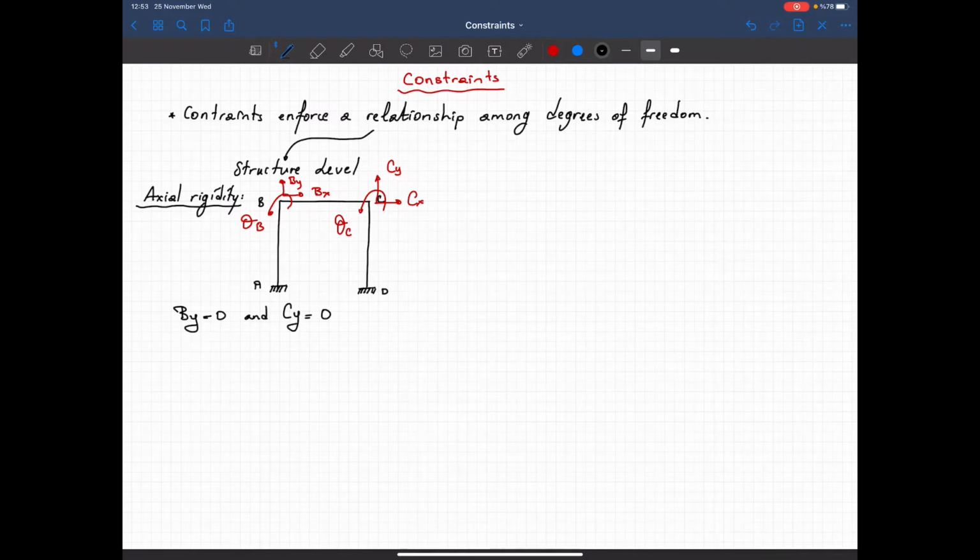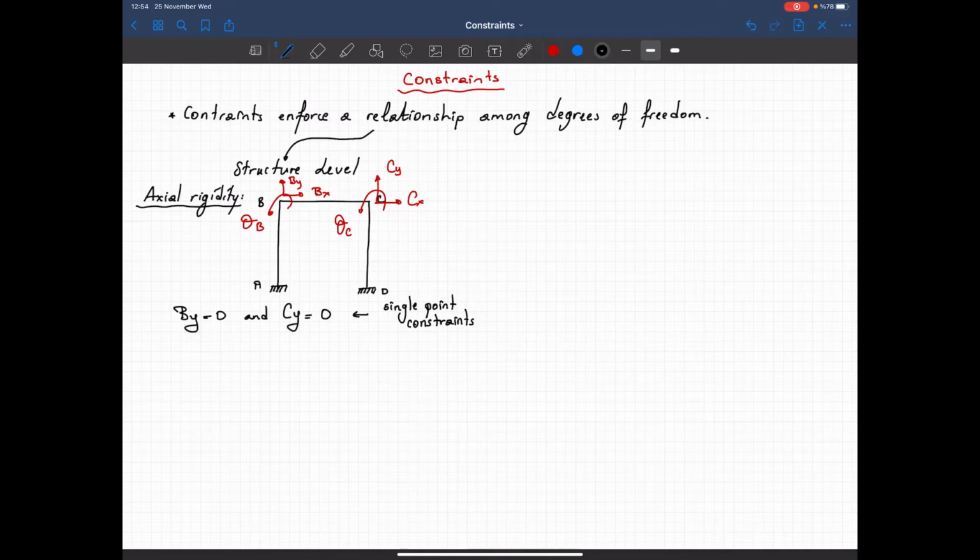So here, as you see, I'm defining a relationship for these degrees of freedom. Okay, these are called single point constraints. I'm forcing the solution to give me 0 deformations at By and Cy.